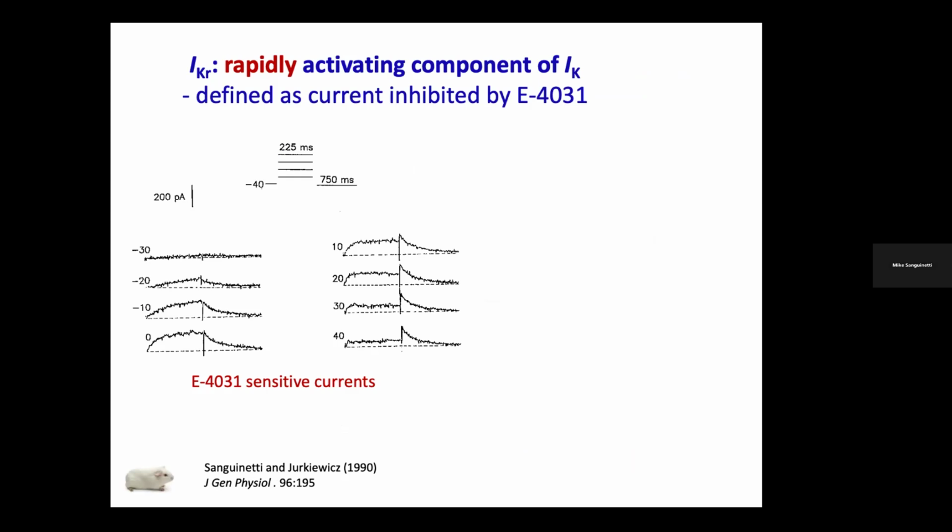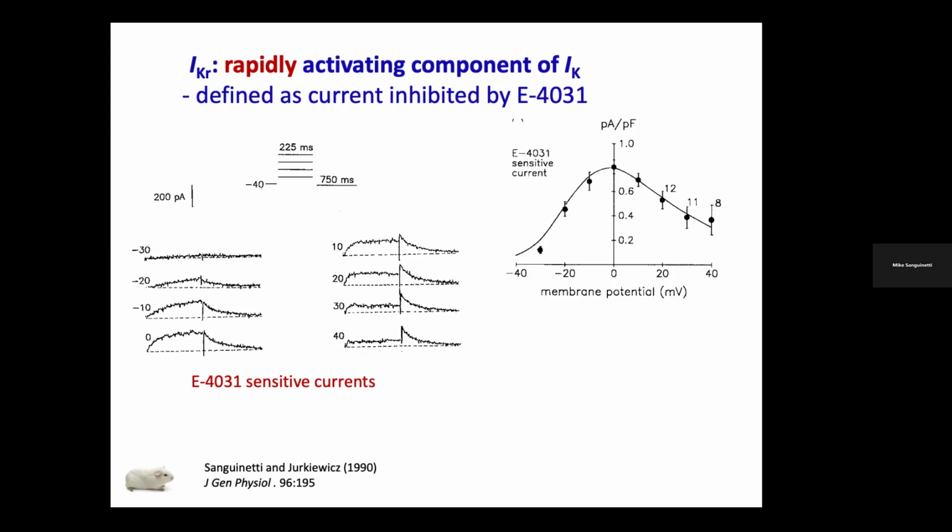And here are the difference currents at different test potentials, minus 30 through plus 40. You can see, especially at the high potentials, the currents activate extremely fast within a few milliseconds, but are smaller at the higher potential compared to these lower potentials. And if you plot the amplitude of the currents during the pulse as a function of test potential, you get this bell-shaped current voltage relationship here. And this is a little unusual for potassium channels, since most potassium channels, especially outward rectifiers, would just have currents that get bigger as the potential gets more positive.